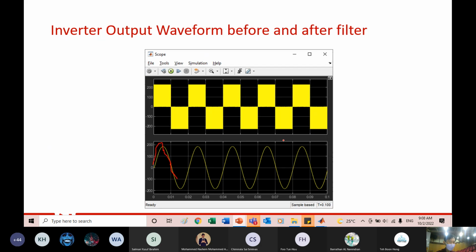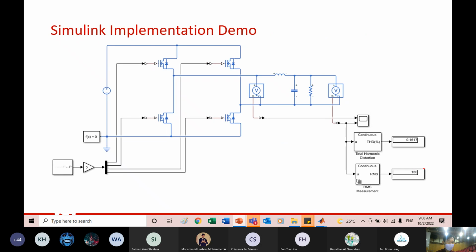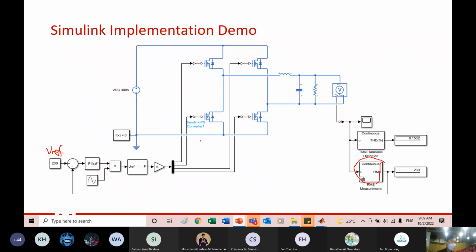Because just now, without feedback control, you will notice that our voltage here is not exactly 230. It's 225, something like that. You cannot get exactly 230. So in order to solve this problem, we need a feedback control. Okay, we need a feedback control.